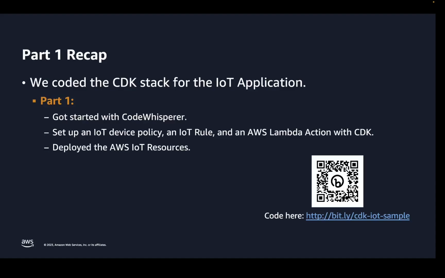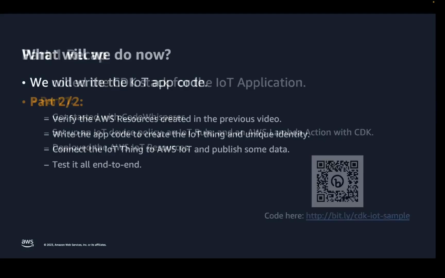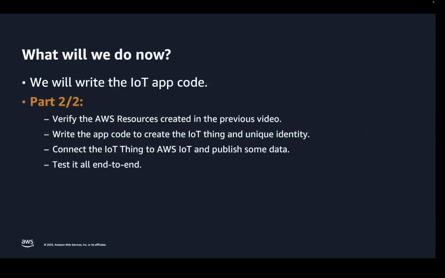In part 1, we coded the CDK stack for this IoT application that we're building. So what we did is first we got started with CodeWhisperer. We configured it, we connected it using the AWS Builder ID, and then we started using it in order to build our CDK. So we set up an IoT device policy, we set up an IoT rule, and we created a Lambda function action using CDK. And then we deployed the resources in the AWS account. If you would like to have access to the code, you can scan the QR code or you can navigate to the URL below. So what are we going to do in this video?